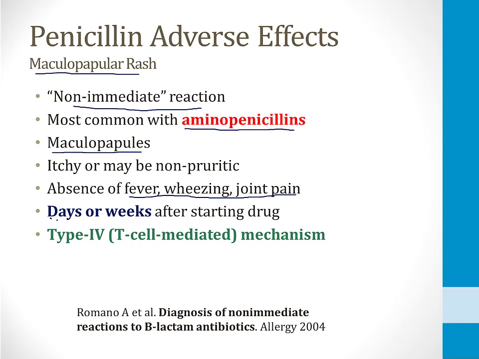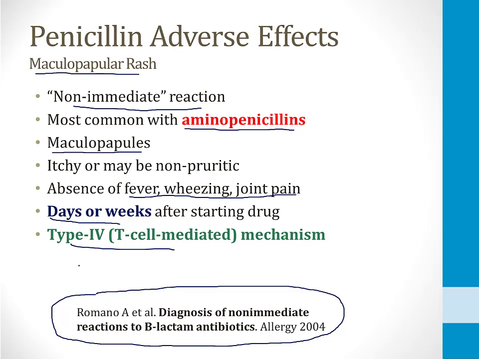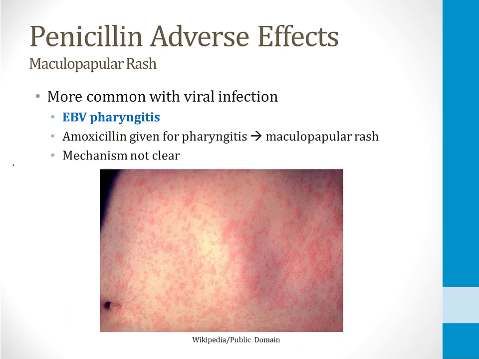This typically occurs days or weeks after starting the drug, and this is a type 4 T-cell mediated mechanism of hypersensitivity. And if you want to read more about this, you can find some details in this review article I've listed at the bottom of the screen. For reasons that are poorly understood, the development of a maculopapular rash is more common in patients with a viral infection. The classic scenario where this occurs is in the setting of Epstein-Barr virus pharyngitis. The pharyngitis of this viral infection often looks similar to strep throat, so oftentimes amoxicillin is given to treat the strep throat. This leads to development of a maculopapular rash. The reason that this rash occurs more commonly in the setting of a viral infection is not well understood.